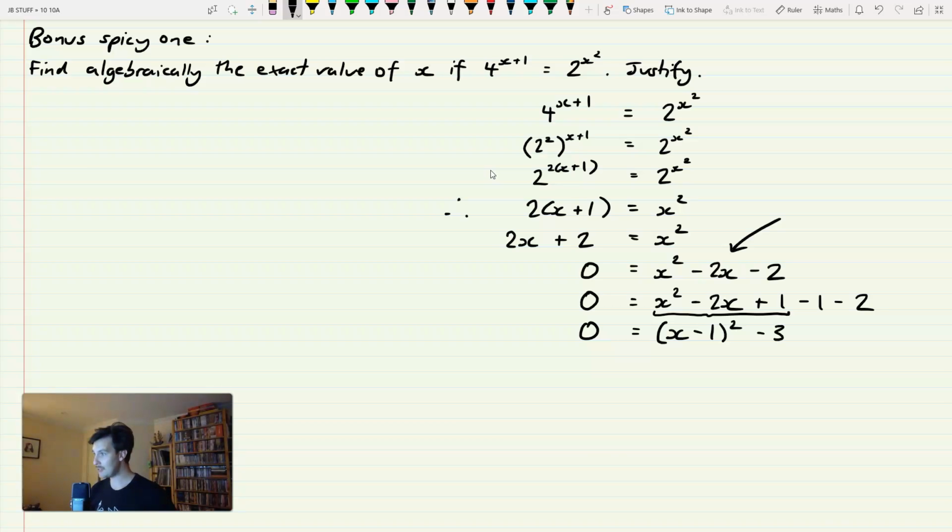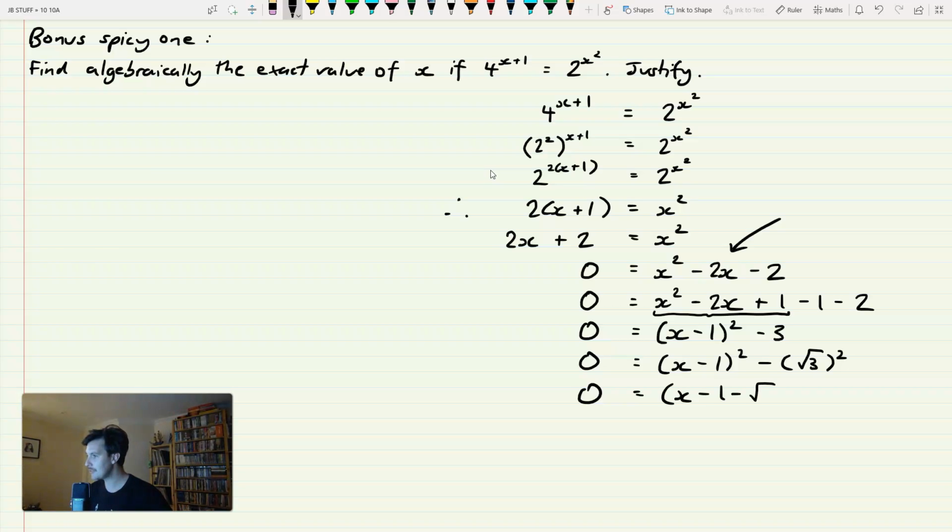Now what I'm going to do is use a technique where I force the take 3 to be a difference of 2 squares type problem. So I'm going to rewrite that as x take away 1 squared, take away the square root of 3 squared, which enables me to use difference of perfect squares. So then I'll have an answer of x take 1, take away the square root of 3, and then x take 1 plus the square root of 3. Running out of space here.